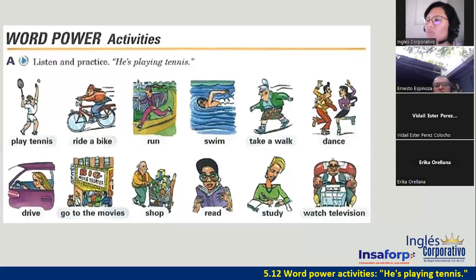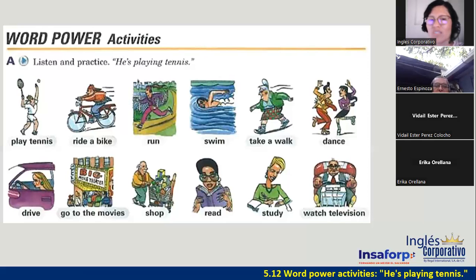And what about take a walk? Take a walk sería salir a caminar, ¿verdad? Como ir a caminar. Grandmother take a walking in the street. Ok, muy buen intento, solo que ahí donde agregamos ing es en taking. Taking a walk. Repitamos la oración una vez más, Erika. Grandmother taking a walk in the street. Muy bien, grandmother is taking a walk on the street.